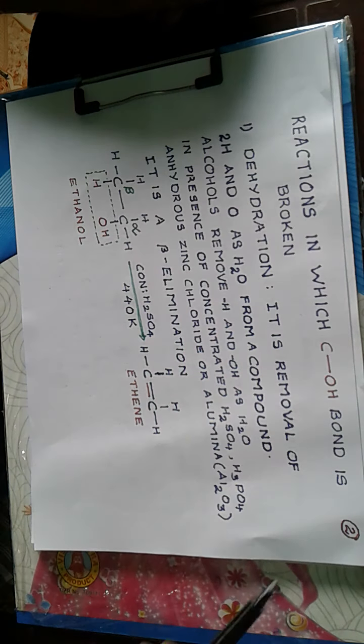It's again a reaction in which the C-O bond is broken, that is a dehydration reaction. Dehydration means removal of water from a compound by taking up the elements needed for the formation of water. That is, hydrogen and oxygen are the elements needed for the formation of water, and these elements are combined to form water and then removed. That is a dehydration reaction.